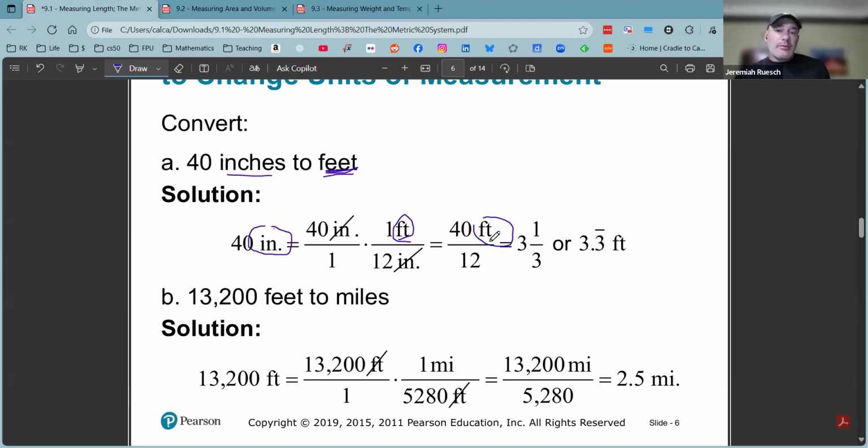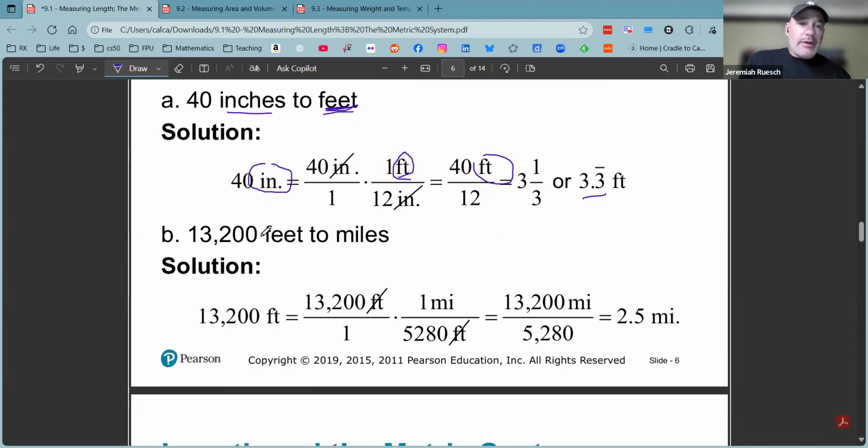Or we can reduce this. There's a common number that we can reduce this by, or we put it in the calculator, and if we did that, we would get 3.3 with the 3 repeating forever. So this is 3 1/3 feet. So 40 inches is about the height of my son, which is 3 1/3 feet.